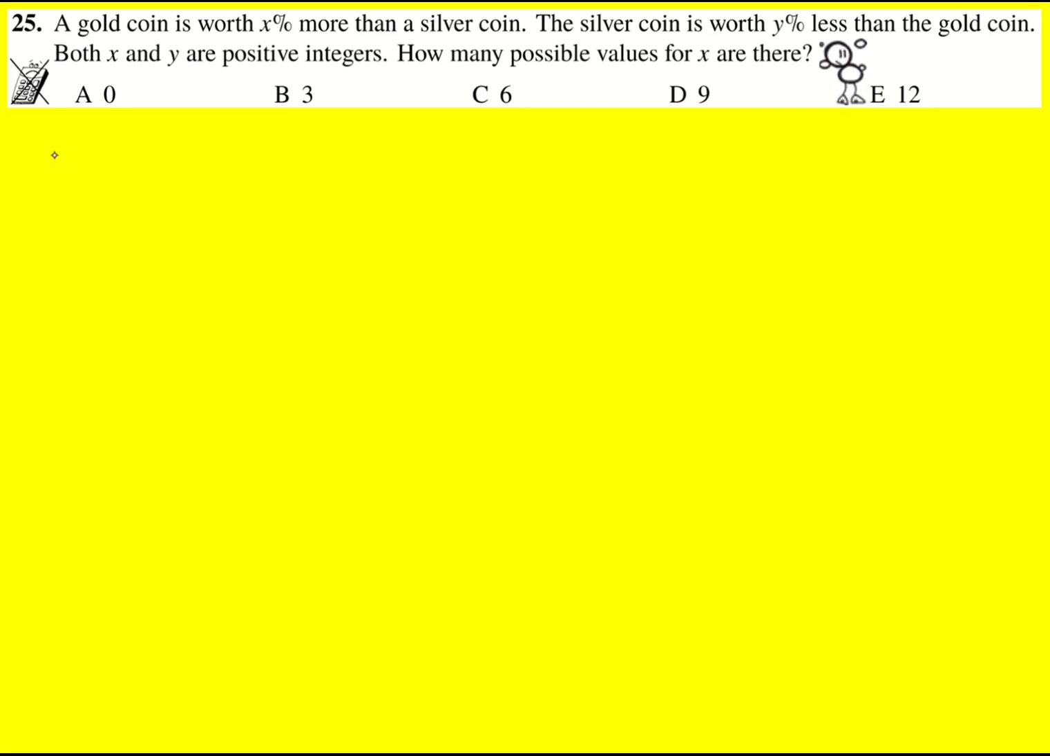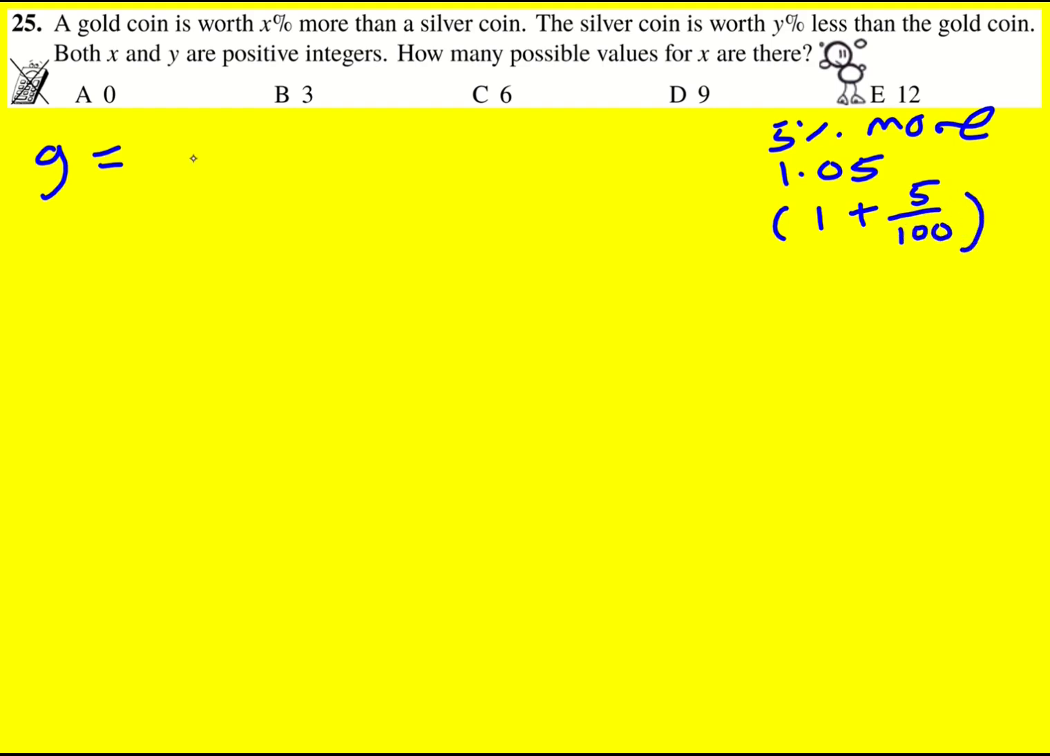Let's say that a gold coin is worth G in whatever currency we're measuring it in. And then we're told that it is X% more than a silver coin. Now, if it was 5% more, then the multiplier would be 1.05 because essentially we've got 100%, we're adding 5%, we're going to get 105%, which is 1.05. What you do is you change 5% to 0.05 and then just add it onto 1. Essentially by doing 1 plus 5 over 100.